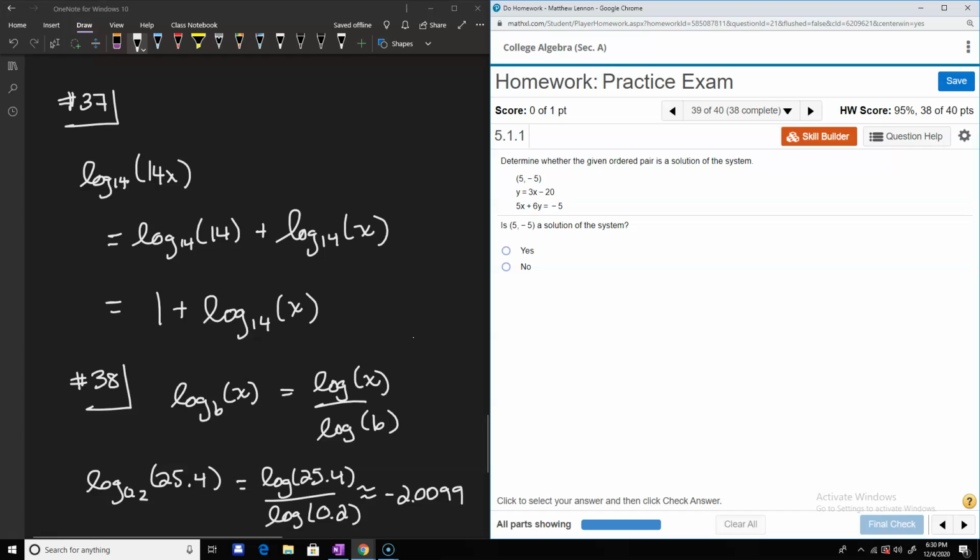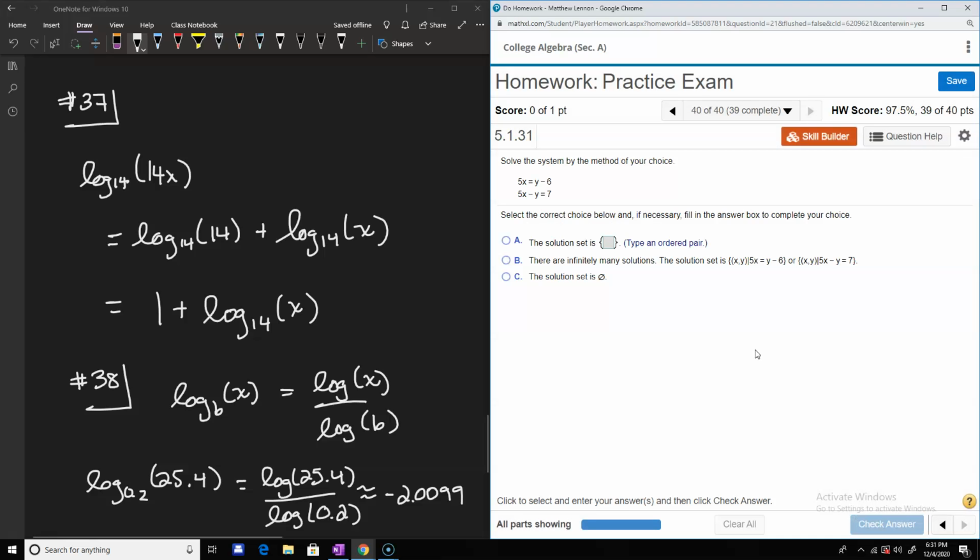Okay, so is this ordered pair a solution of the system? We just need to check and see that both equations work, right? So negative 5 is y, so is 3 times 5, which is x, minus 20, equal to negative 5? Yes, so the first equation checks. 5 times 5 is 25, plus 6 times negative 5 is negative 30. 25 minus 30 is negative 5 also, so yes, the solution checks out. Just need to plug in both pairs of numbers and make sure they both work. And then solve by the method of your choice.